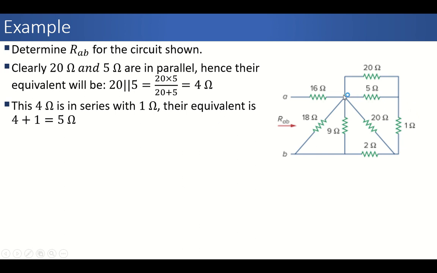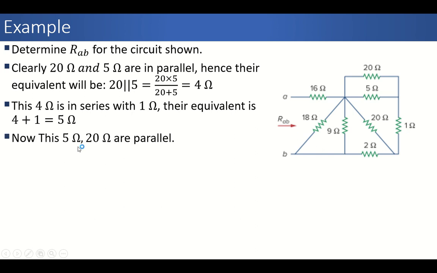Obviously, if we replace this whole network with a single resistance, then the resulting 4 ohm resistance will be in series with 1 ohm. So we know that total resistance in series is the sum. So the total resistance of these two resistances will be 4 plus 1, that is 5.